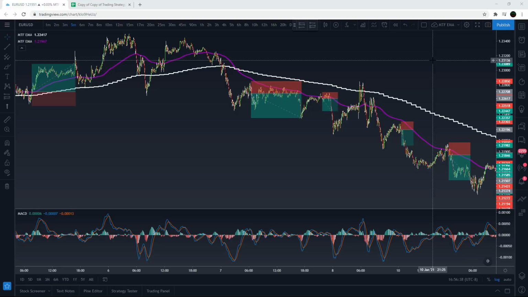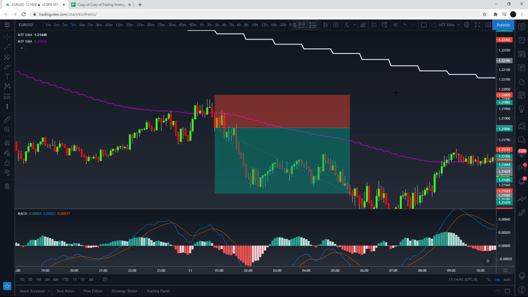So I'm going to go over the strategy, do the testing, and show all the results at the end of the video. Let's go. All right, so I'll start out by showing the indicators and their settings, then go over a couple examples using the strategy so it all makes sense.